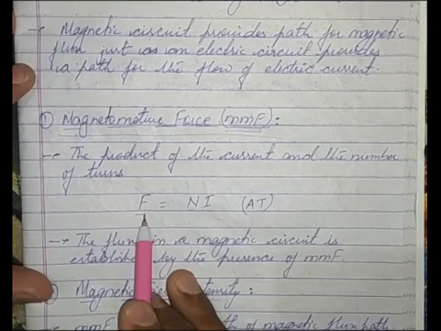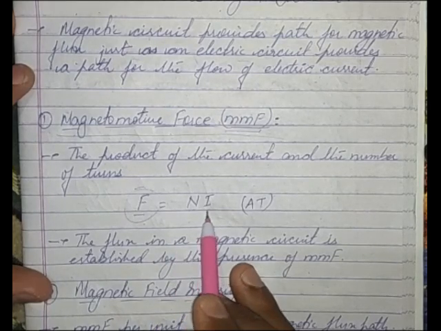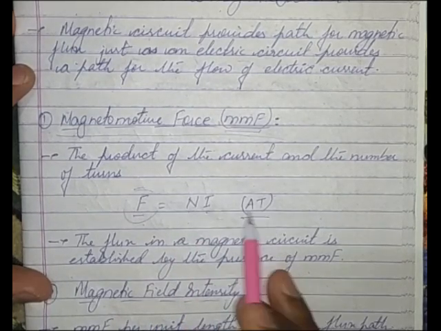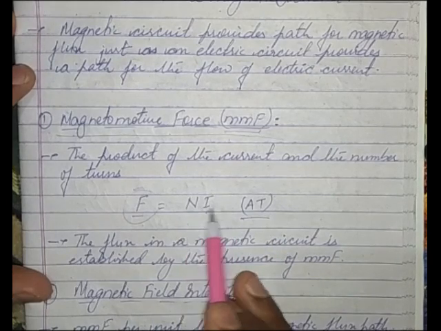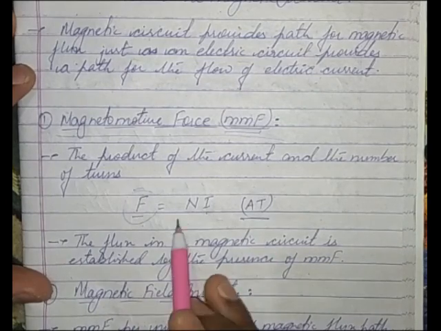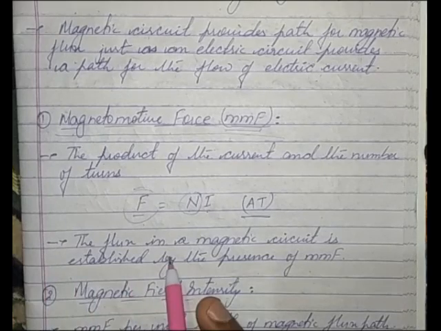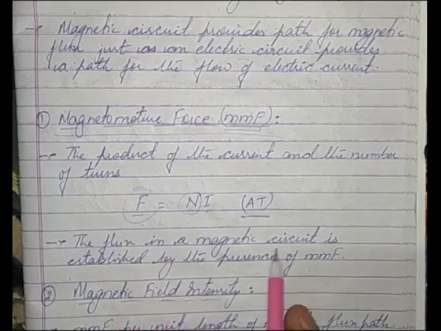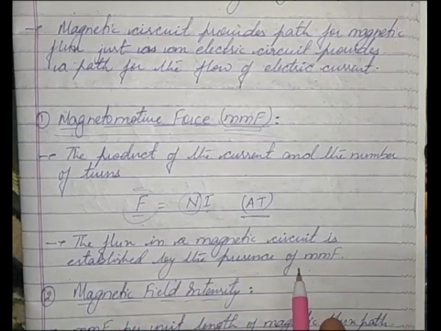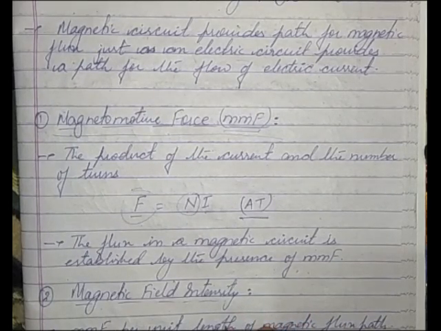It is denoted by F, which is equal to the number of turns multiplied by current. Its unit is ampere turns. Its dimension is only ampere, but its unit is ampere turns, since N has no units. The flux in a magnetic circuit is established by the presence of MMF. So this is the quantity responsible for the production of magnetic flux.